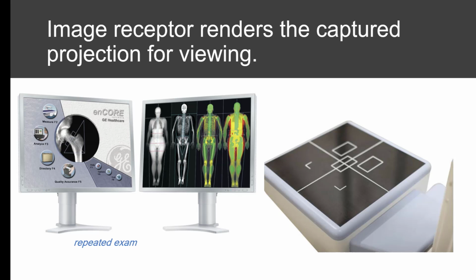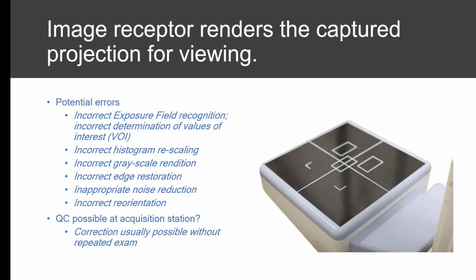We can correct for exposure field recognition, histogram rescaling, grayscale, edge restoration, and one of the things that we do not have the ability to correct for is to add data to the image.